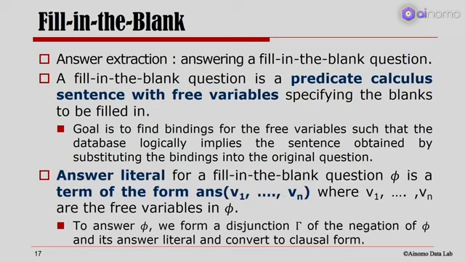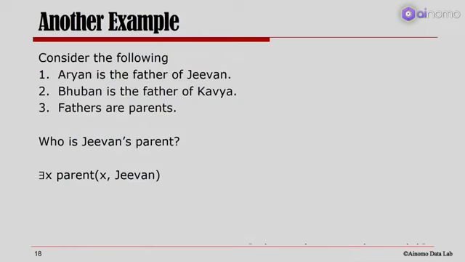So, the answer literal for a fill in the blank question phi is a term of the form answer v1 to vn, where v1 to vn are the free variables in phi. Now, to answer phi, we form a disjunction. Of course, we take the negation of the question being asked. So, we take negation of phi and we take the answer literals and convert it to a clausal form. Let us take an example to understand how this happens and how I arrive at the answer.